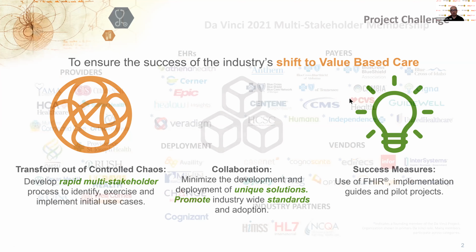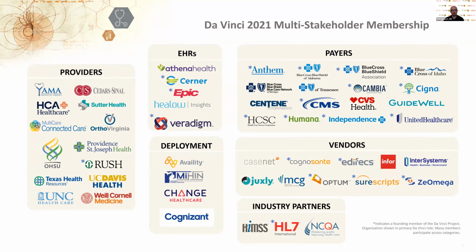And so this year we have about 50 members from across the country of providers, EHR vendors, both national and regional payer organizations, deployment members that are helping us to scale what we're doing, and of course a number of vendors who are offering tools and services around FHIR in general and DaVinci implementation guides in particular. And we work closely with HL7, HIMSS, and NCQA to help bring in that broader community, provide perspective, and also to promote the work that we're doing.